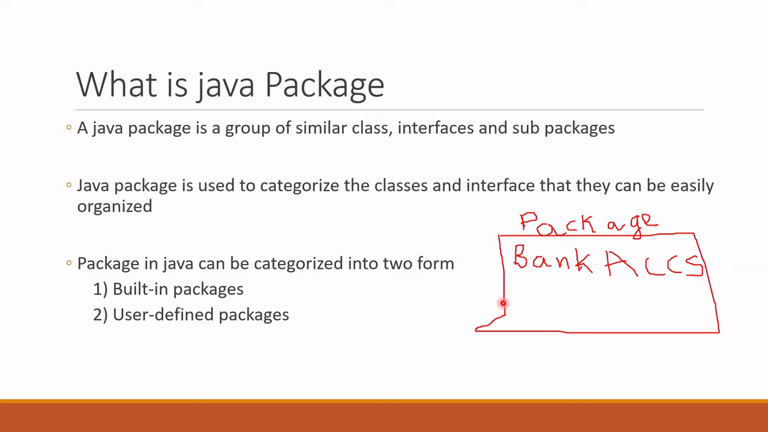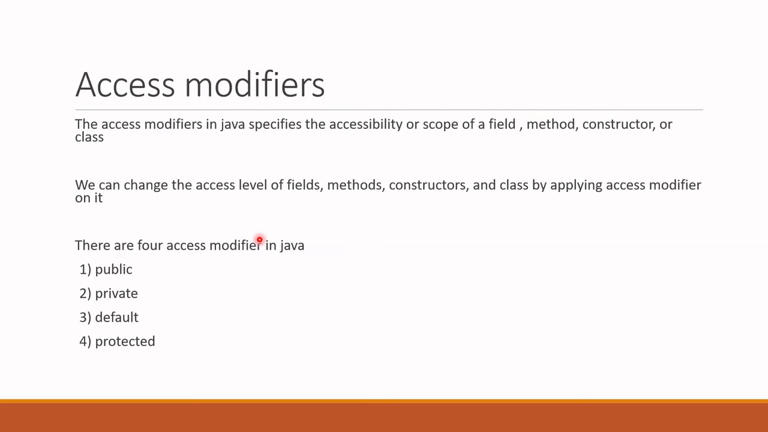So, whenever we want to see anything about the bank accounts, we directly can access from this package. So, due to this package, we can keep the classes in an organized manner. Now, there are two types of Java packages: built-in packages, which are created by the Java itself, which are predefined, and user-defined packages, which means now we have created a bank account package, so this is an user-defined package.